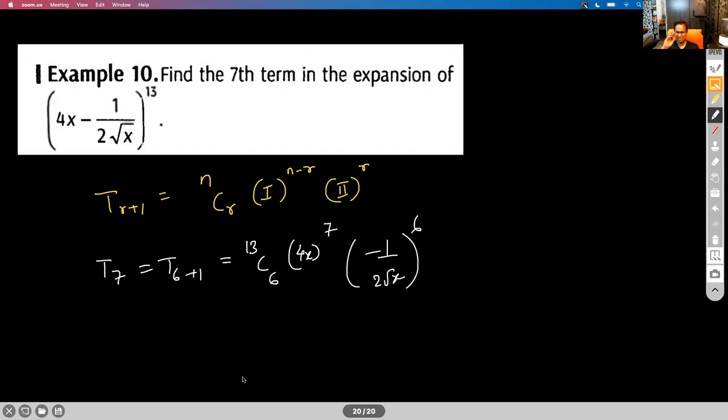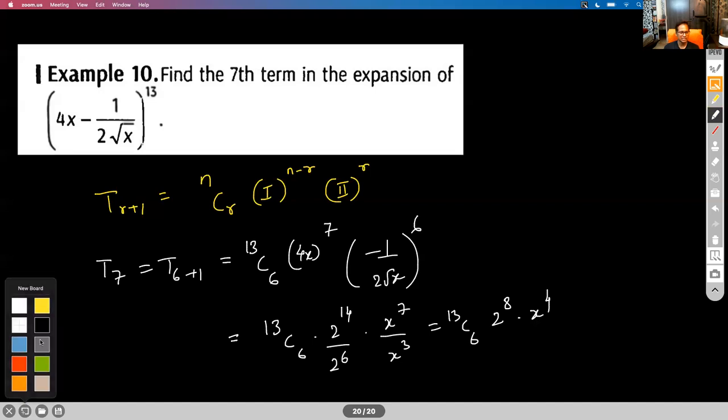Again, it is up to you to simplify it, but I'll just do a basic simplification. This is 2 to the power 14, and you have 2 to the power 6 here. This is x to the power 7. This is x to the power 3. So this will boil down to 13C6, 2 to the power 8, x to the power 4. So this will be your seventh term of that expansion. Fine. Any questions? Easy. These are all basic questions which I am taking up on the topic. Should we move on to the next one?